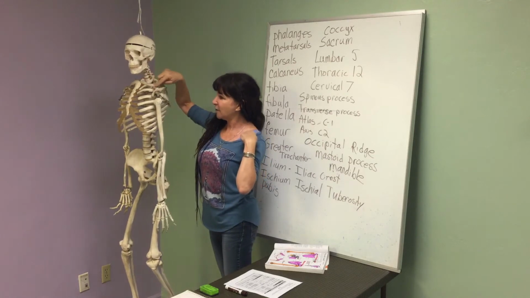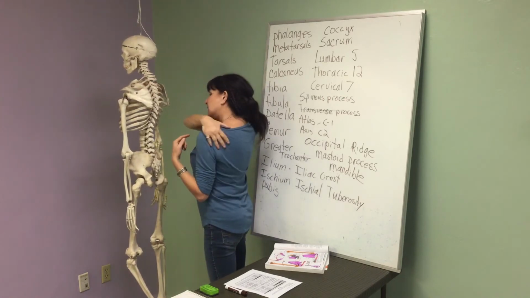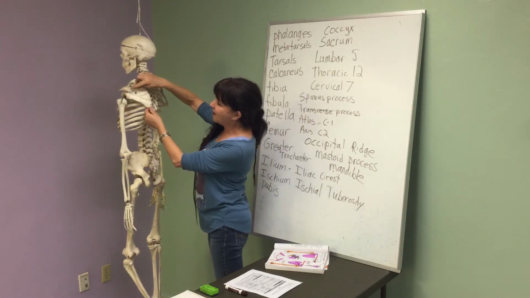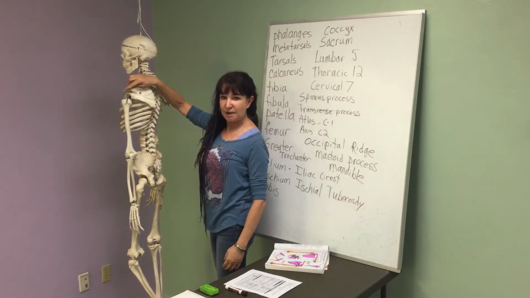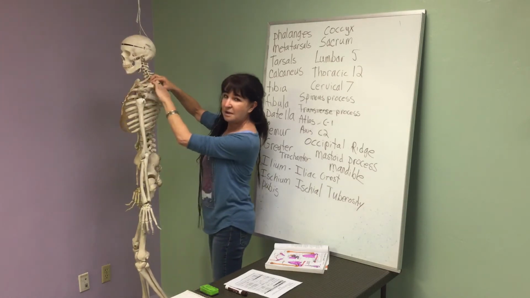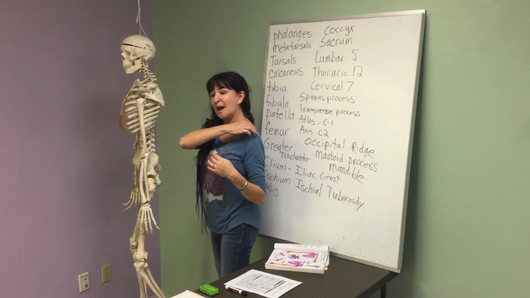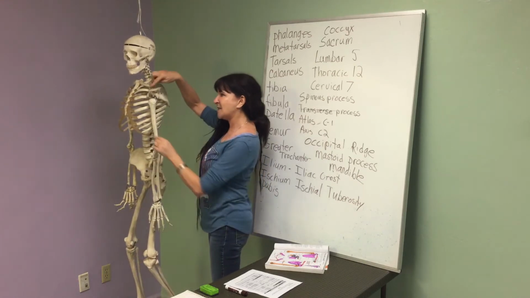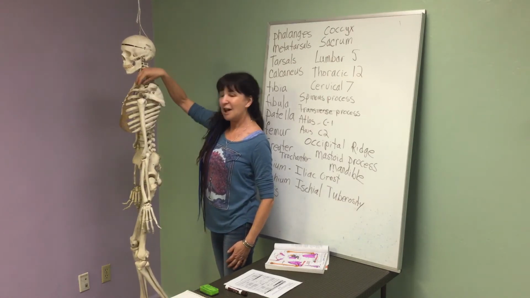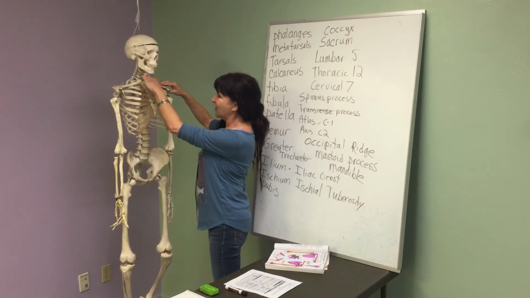The clavicle comes all the way out and meets your scapula. We know the scapula is back here, the shoulder blade. The scapula has a ridge on it that we call the spine of the scapula, and the spine of the scapula comes all the way around and meets the clavicle. If you follow your collarbone all the way out, you come to a big bump, and you keep going back, and that's the spine of the scapula. Scapula is your shoulder blade, collarbone, clavicle. Then you have the clavicle meeting the sternum.